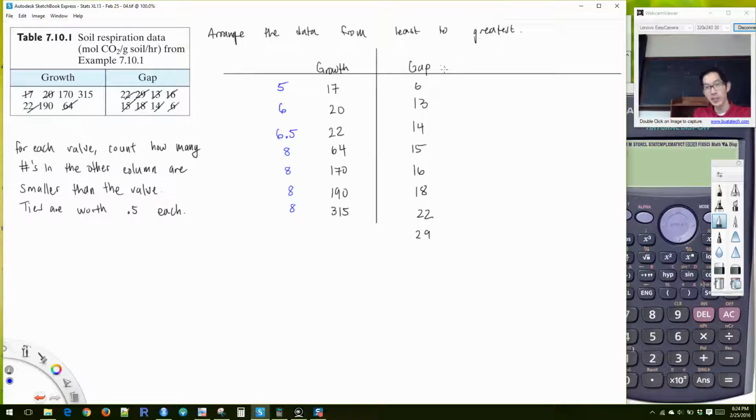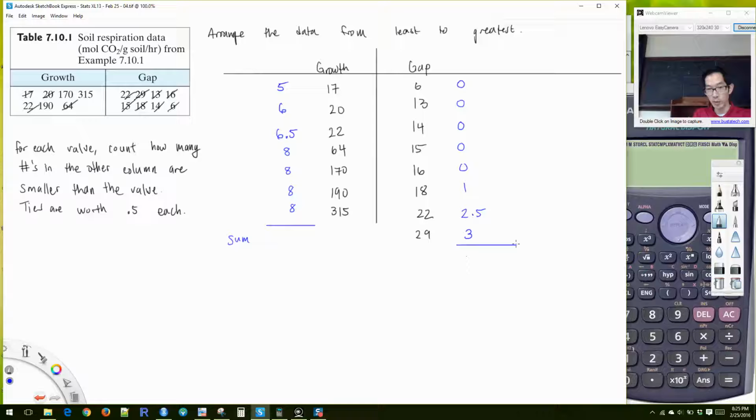Over here, with gap data, we say how many in the other column are smaller than this, and we say 0. At 13, all of these numbers have 0 values in the other column that are smaller. Finally, at 18, we have 1 value in the other column that's smaller. At 22, we have 2 values and a tie, so we have 2.5, and at 29, we have 3 values that are smaller.